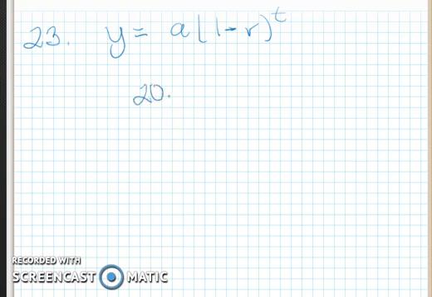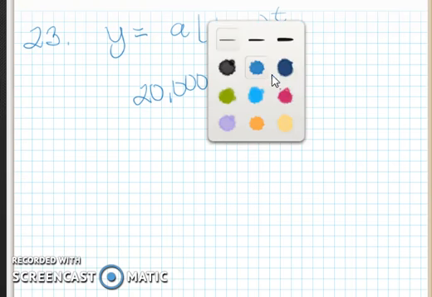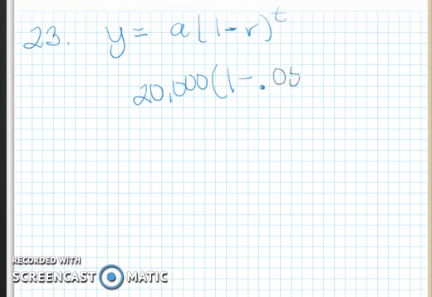Remember, population is our A. Times 1 minus the rate. It's decreasing by 5%, which we turn into a decimal of 0.05. Move the decimal over twice. And we want to know what the population will be after 6 days. Okay, from here I'm going to bust out my calculator, and I get 20,000 times 1 minus 0.05.